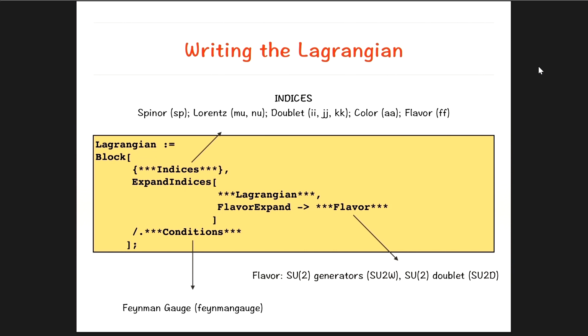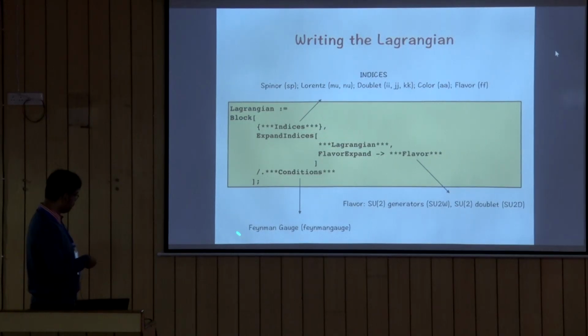Then you expand indices and then you write the Lagrangian, flavor expand, and if there are some conditions, I will come to this point when we actually write at least some part of the Lagrangians. I will explain what kind of conditions that you may mention here. In this flavor part you have basically the SU2W and SU2D cases, both the fundamental and adjoint cases, and these conditions include this possibility of using Feynman gauge or not.